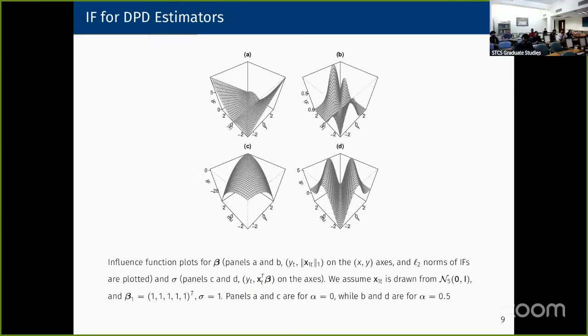So this is going to be for vanishing contamination. So it's not the setting of constant contamination. Yeah, exactly. So it has to be vanishing contamination.